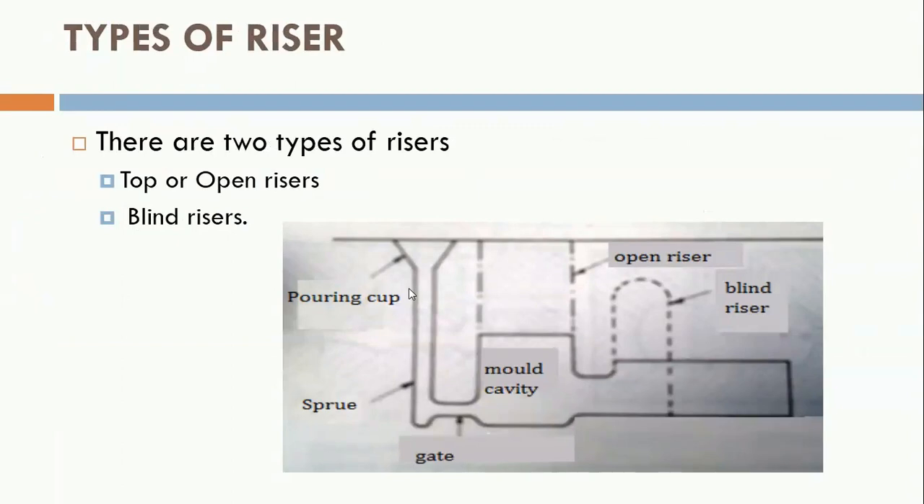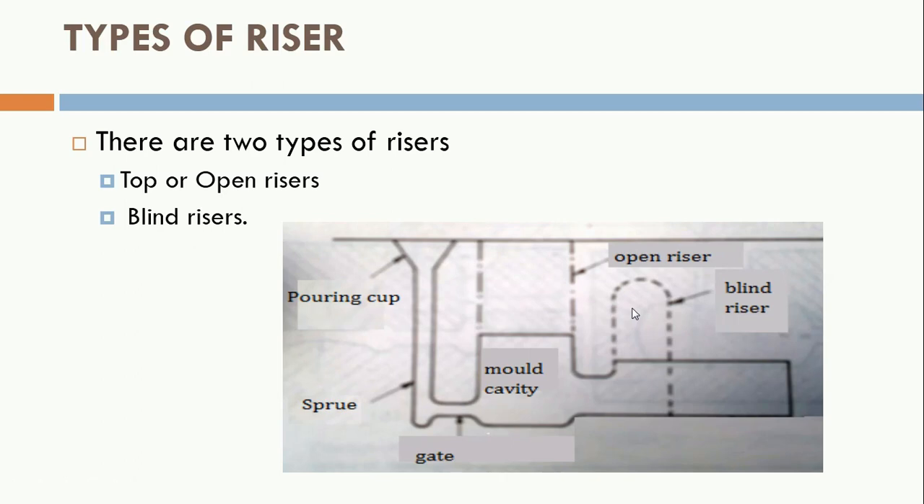Now the second part we will see, that is types of riser. In the foundry industry generally we are using two types of risers. The first riser is called a top riser, or the second name is open riser. In this figure you can see this is the open riser and this is the blind riser. The second riser is a blind riser. Now we will see its difference.